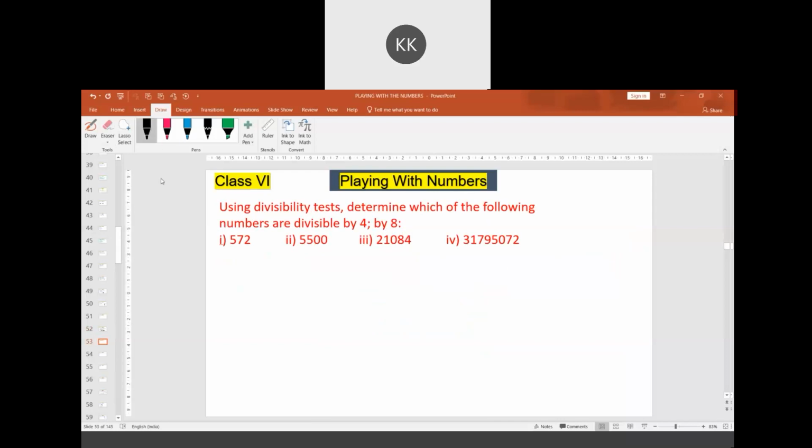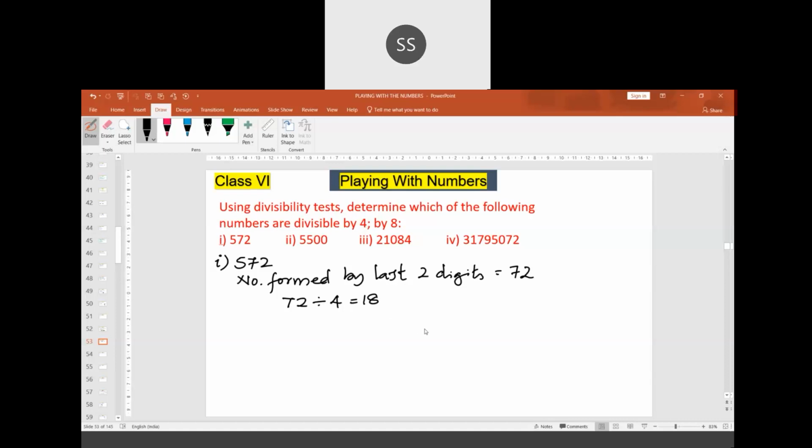Suppose I consider the first one. In the first one we have 572. Here the number formed by the last two digits is what? 72. Is this 72 divisible by 4? Yes, sir. What is the quotient if it is divisible? 18, sir. 4 times 18 is 72.